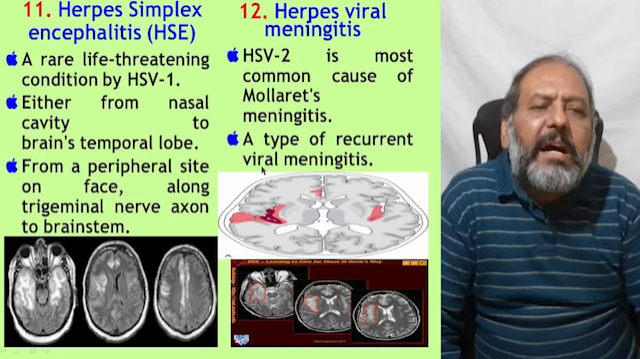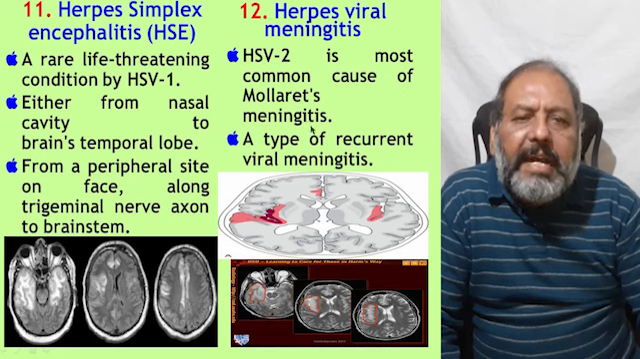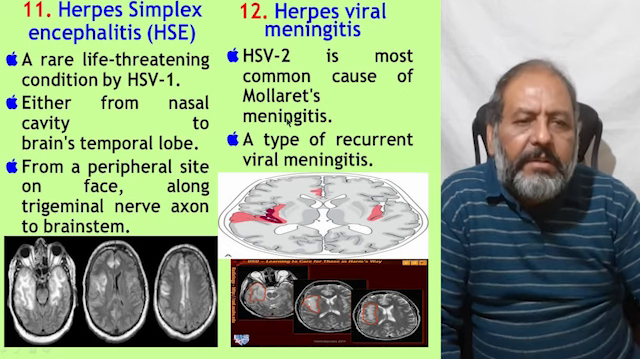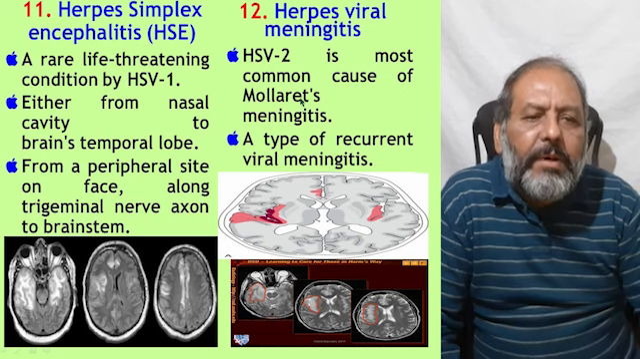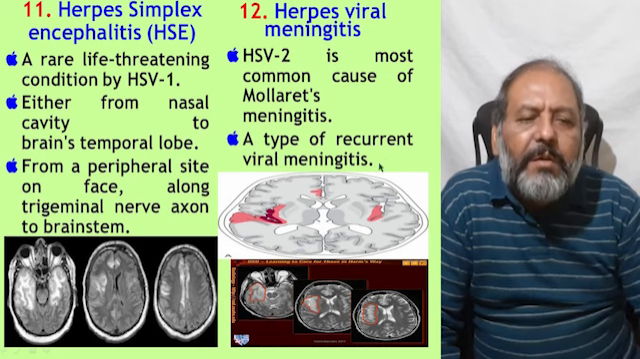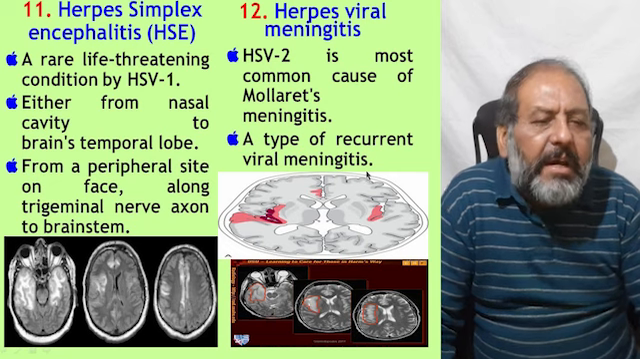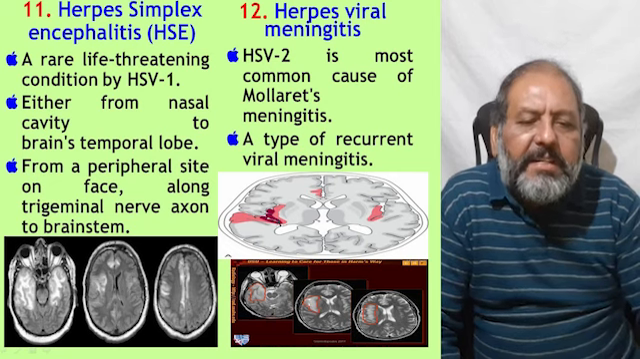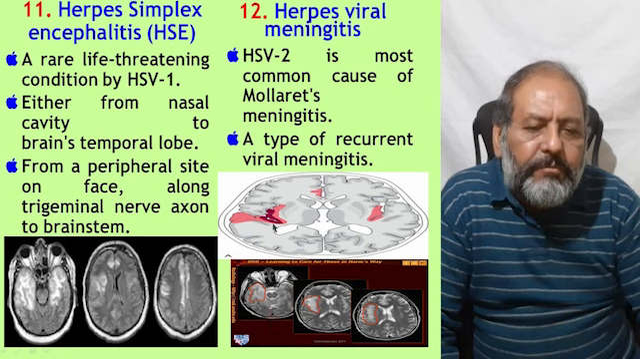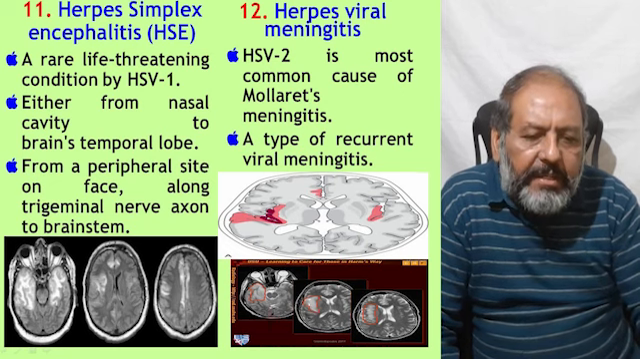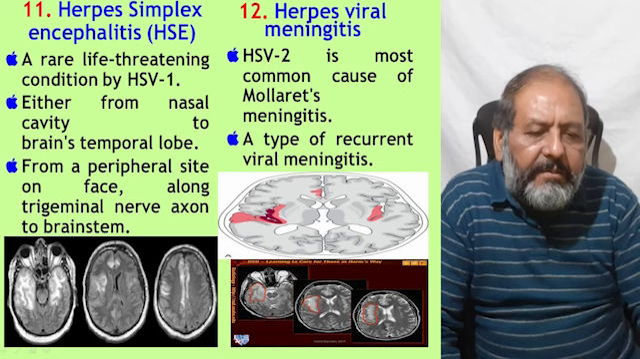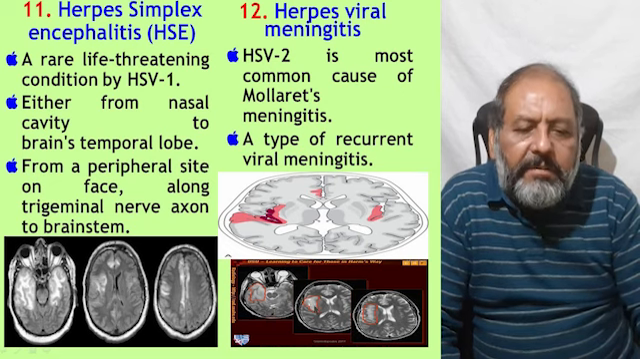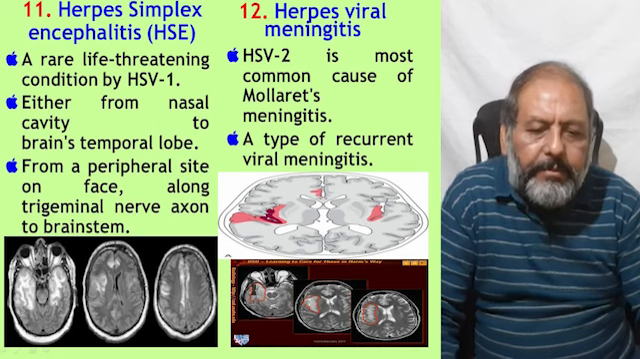Number 12 is herpes viral meningitis. HSV2 is the most common cause of Mollaret's meningitis, which is the herpes viral meningitis. It is a type of recurrent viral meningitis, and one can see the red area which is presenting the herpes involvement of the brain tissue, and here again one can see on the scan the area involved and infected by the herpes virus.